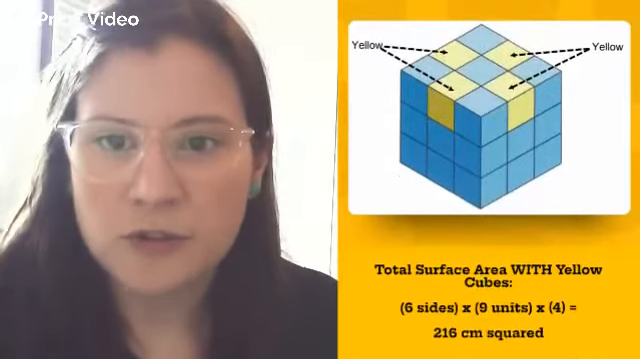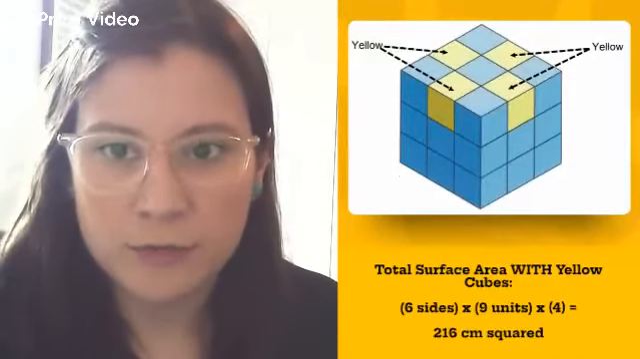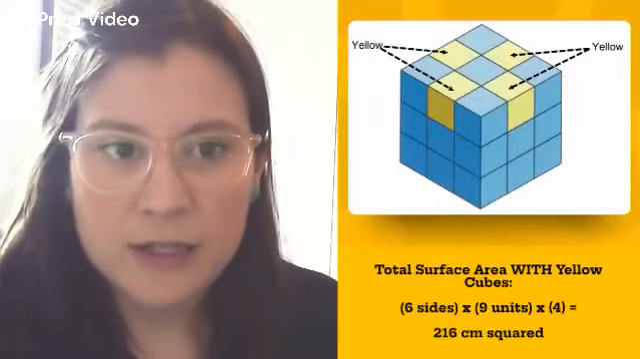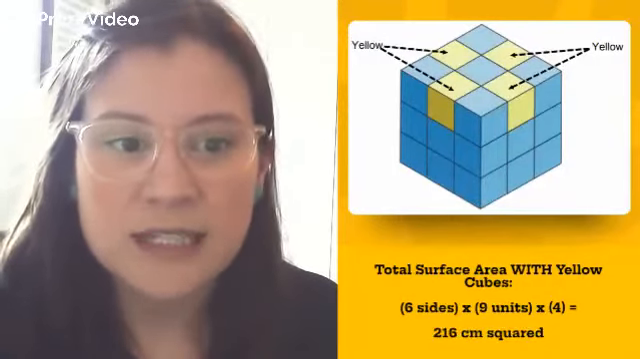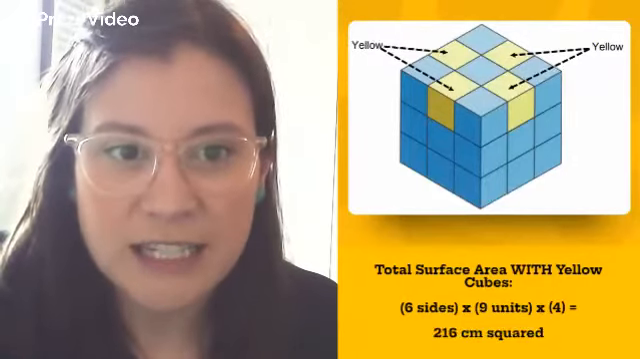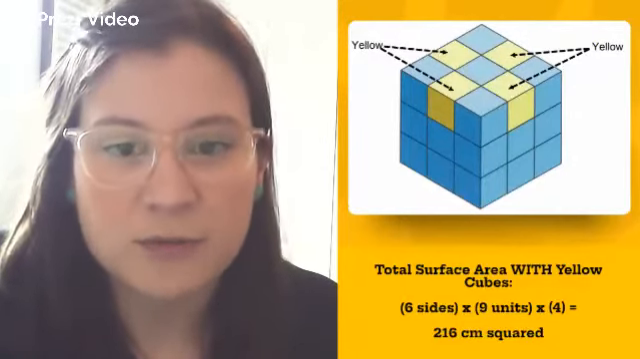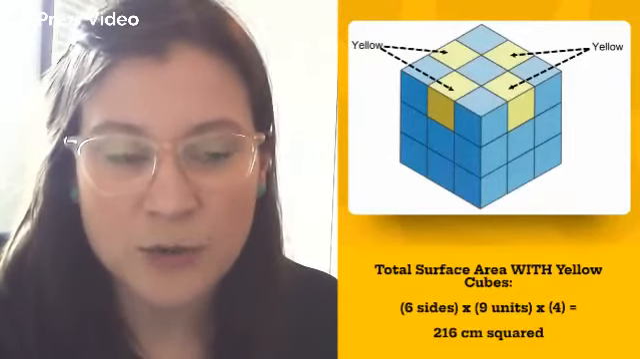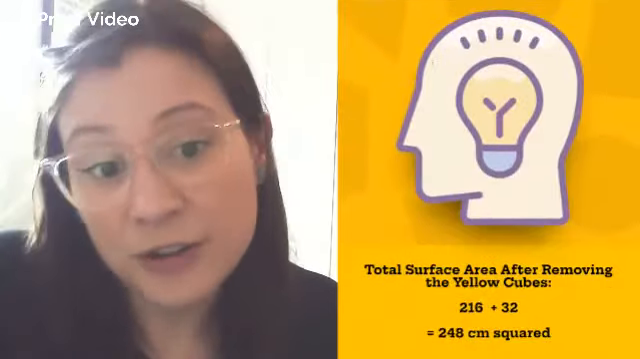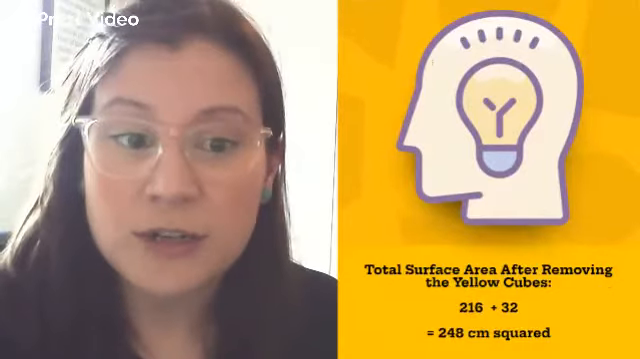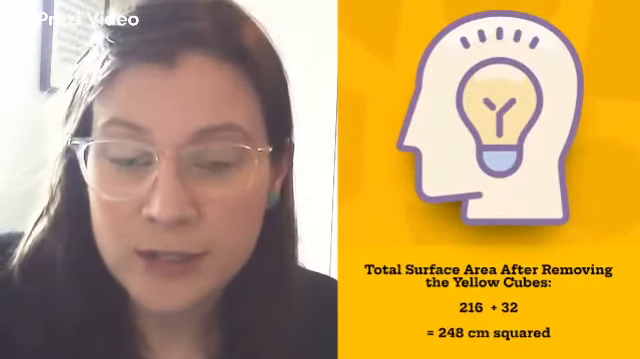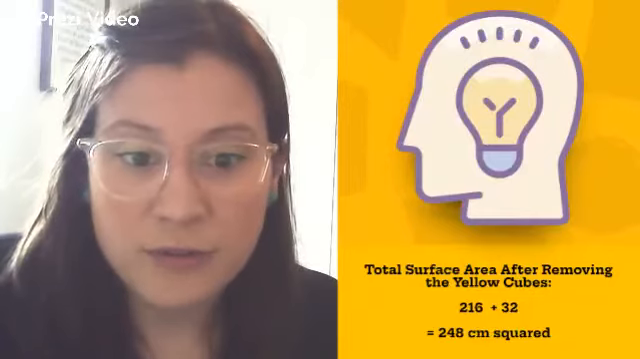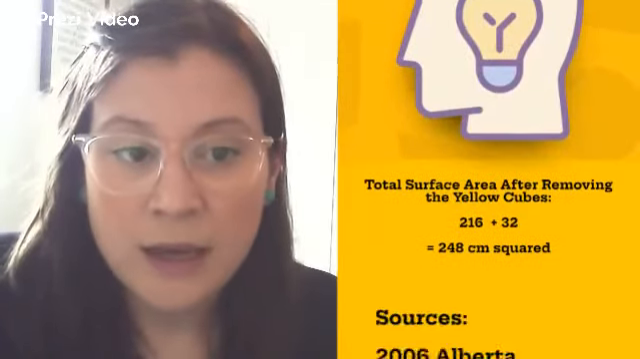So what were we starting with in the first place? We have to think about what was the original surface area. So we had 6 sides times 9 of our unit faces, and we figured out that each unit face was 4. So we started out with 216 centimeters squared. Then when we add our 32, we end up with 248 centimeters squared. So that's our total surface area after we remove those cubes.